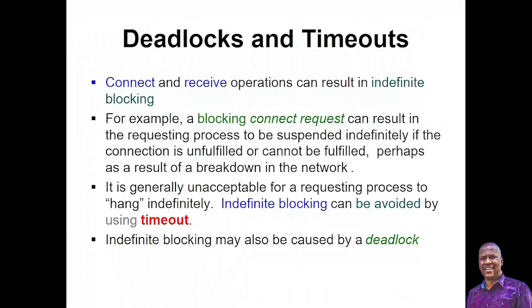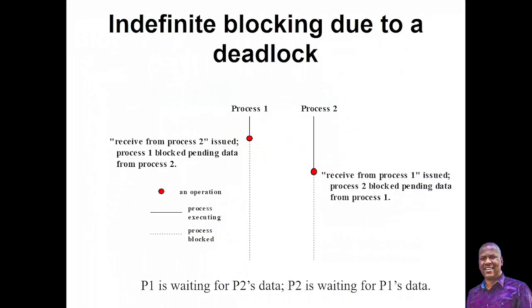So when you connect and receive two operations, it can result in indefinite blocking, as I mentioned, and the only way out is to have some kind of removal of the deadlock, since indefinite blocking is generally unacceptable. So we bring on board the concept of what? Timeout. So indefinite blocking may also be caused by a deadlock. We have already looked at how we can have a deadlock released through the use of timeouts.